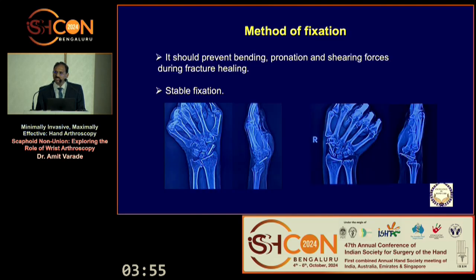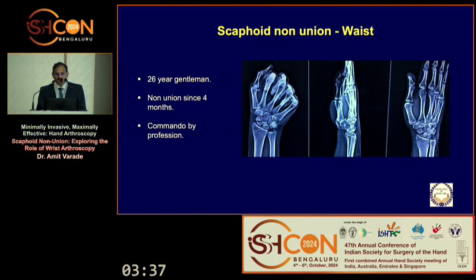After arthroscopic bone grafting, next is fixation. Whatever method we are using for fixation, it should prevent bending, pronation and shearing forces during fracture healing, and it should give stable fixation. We can use screws, we can use K-wires, always 2, not 1 K-wire. We will see some cases.